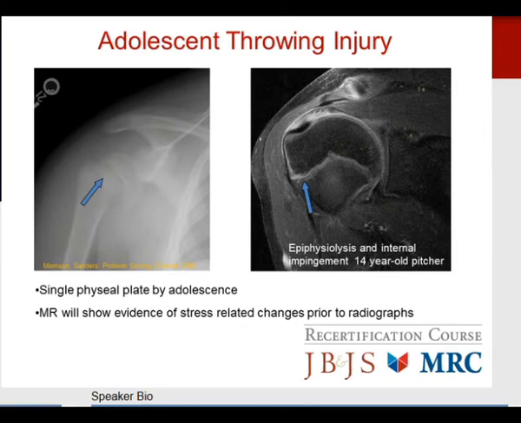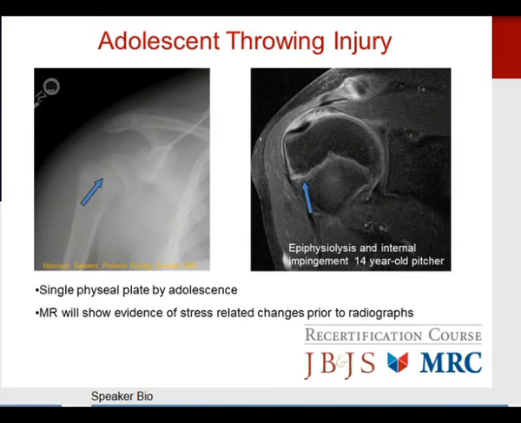The radiograph just shows a frank fracture through the growth plate in an overhead athlete, whereas most of these come to our attention before they have an acute fracture. And on MR imaging, we see widening of the growth plate peripherally, and we see increased T2 signal within and adjacent to the growth plate and some periostitis.